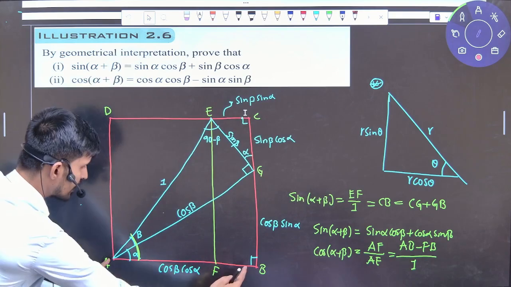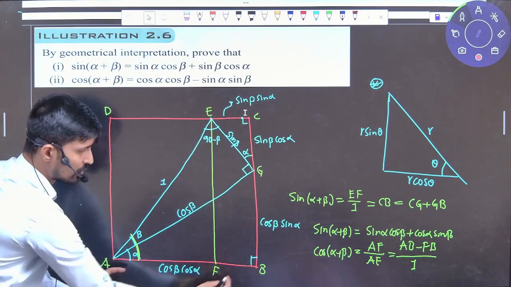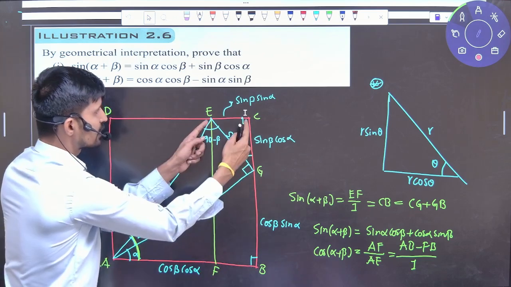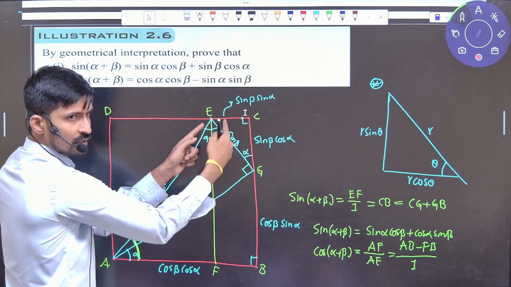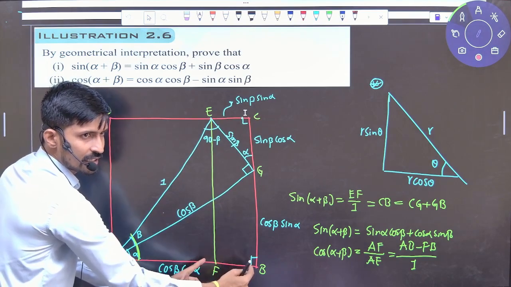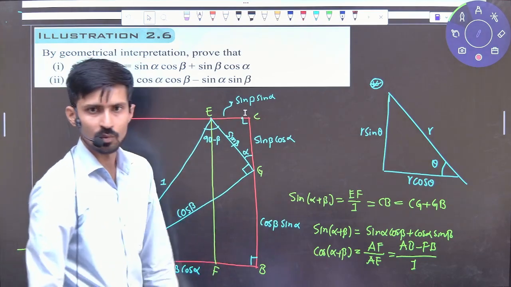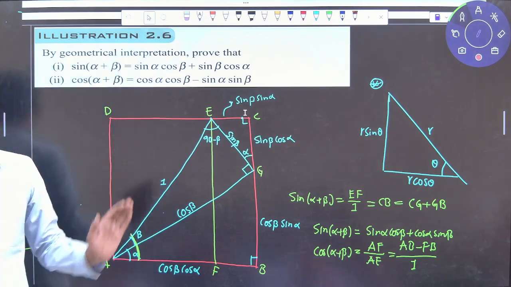Now what is AB length? Cos alpha cos beta. What is FB length? FB length is same as EC length. Cos alpha cos beta minus sin alpha sin beta. That will become the formula of cos alpha plus beta. Dhruv, see this side. Okay?